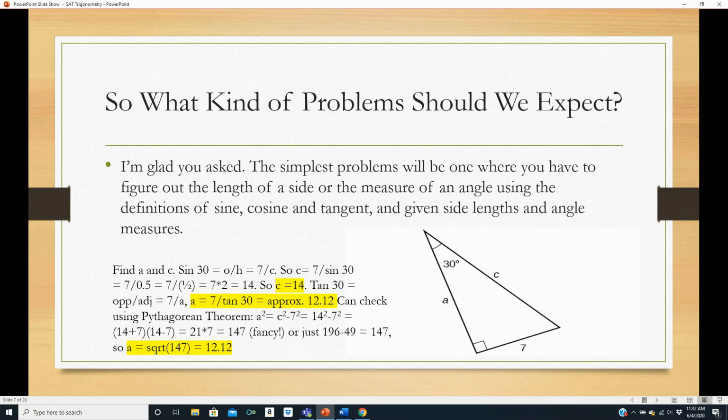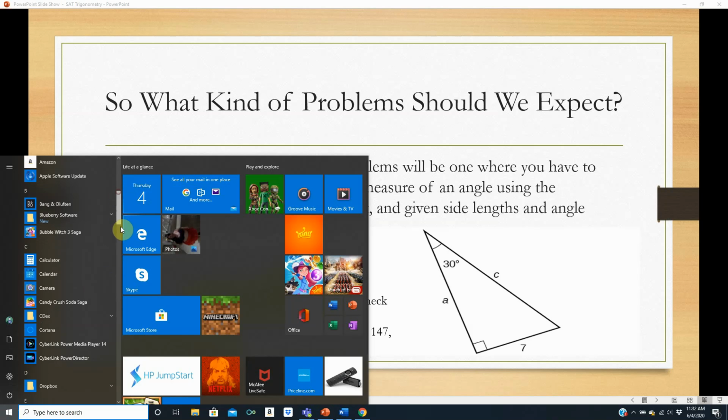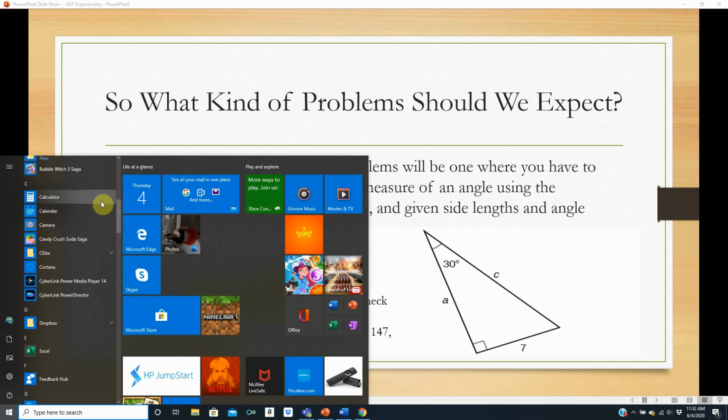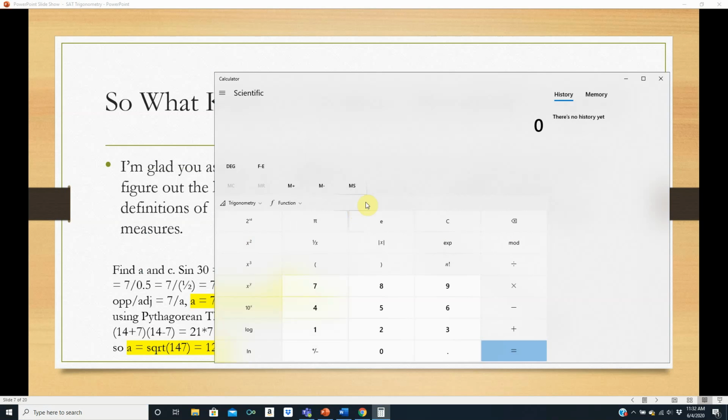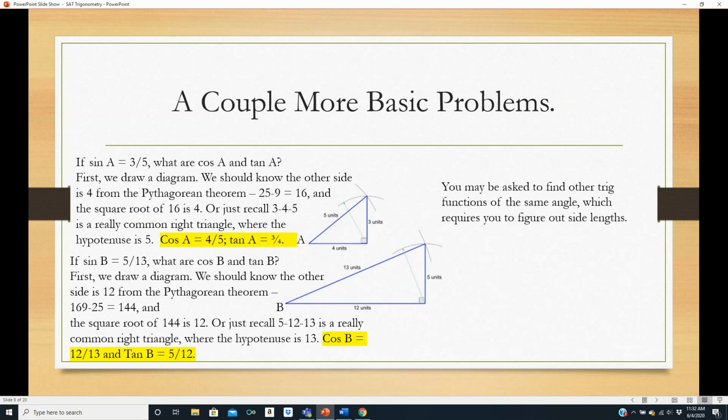So a is going to be the square root of 147, which is also 12.12. And I can even do that for you in case you don't believe me, which you probably shouldn't take everything I say on faith. So the square root of 147, yep, 12.124. All right. Isn't that amazing? All right. So a couple more basic problems.